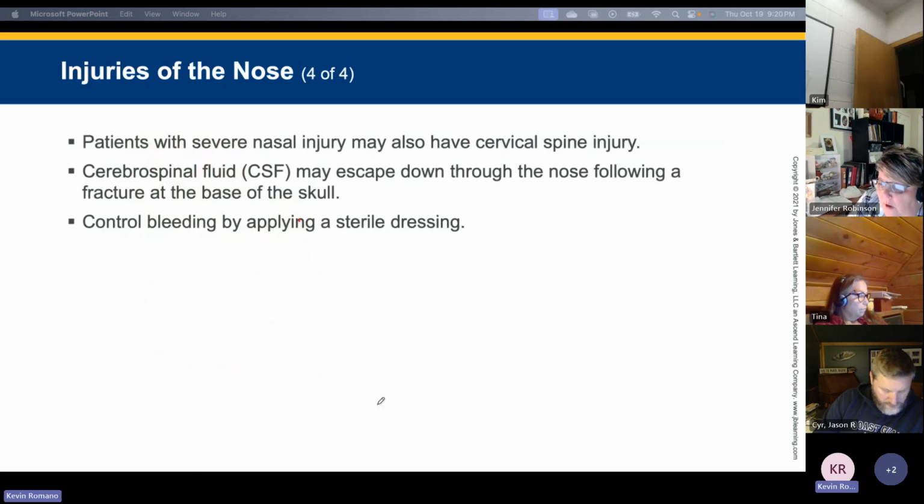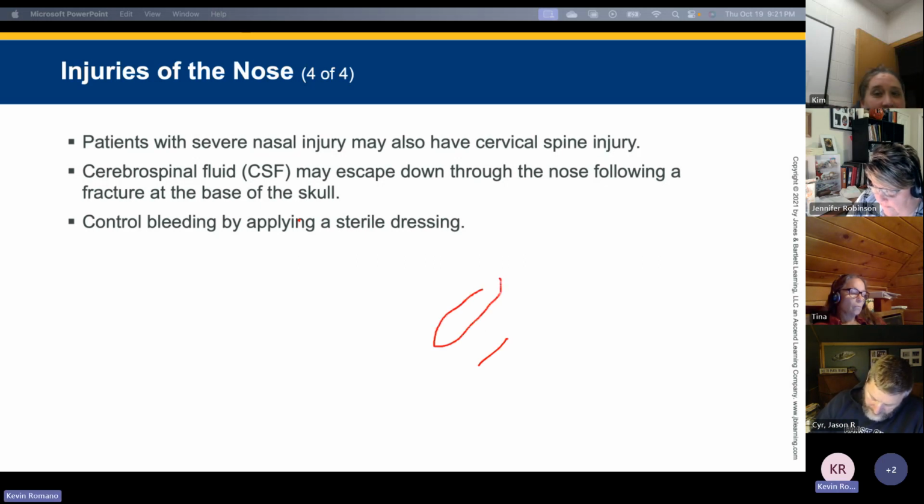The patients with severe nasal injuries may also have cervical injuries as well. Cerebrospinal fluid, CSF, may escape down through the nose following a fracture at the base of the skull. In the skull, right, we have our subdural, epidural, and you have your subarachnoid or arachnoid. Inside the subarachnoid is where your CSF is stored, right? So if there's a fracture somewhere there, it can start leaking out.